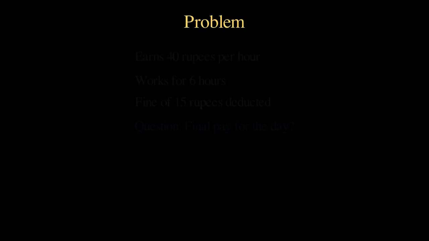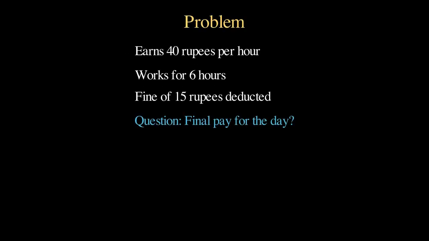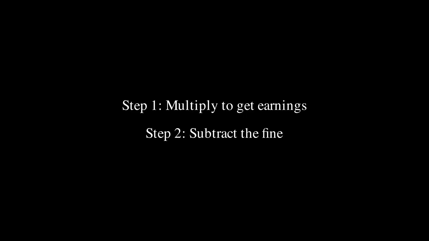Here is the problem. A worker earns 40 rupees for every hour he works. One day he works for 6 hours, but 15 rupees is deducted from his pay as a fine for coming late. What is his final pay for that day? First, we work out the multiplication part, since that tells us the full earning before any deduction, and only after that do we subtract the fine.